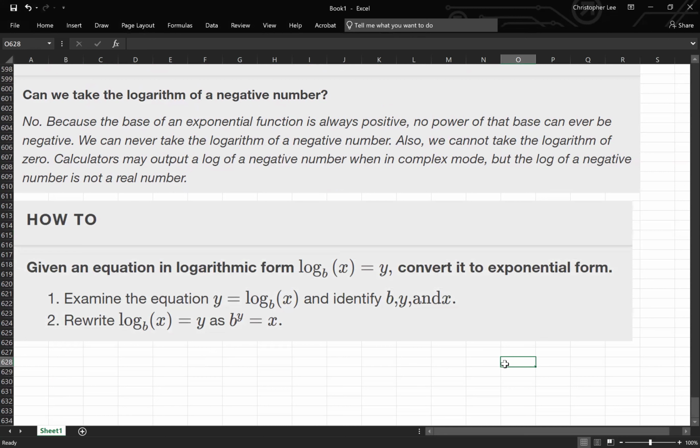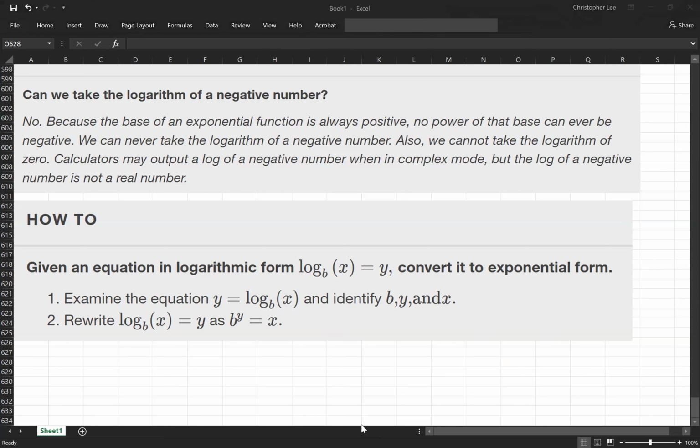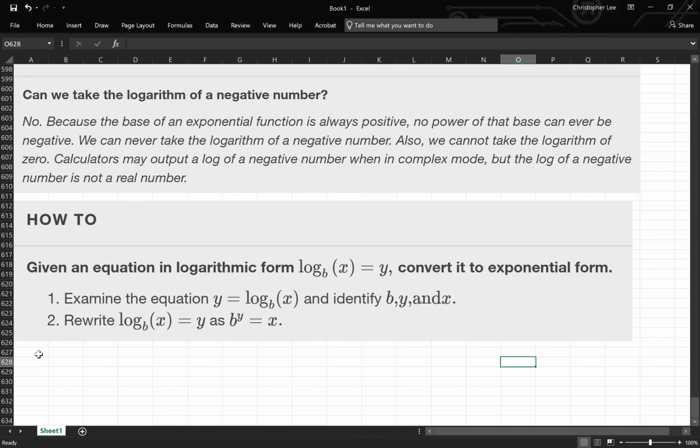So given an equation of log base b of x is equal to y, convert it to exponential form. Here's what you want to do. Step one, examine the equation y equals log base b of x and identify the b, y, and x. Step two, rewrite log base b of x equal to y as b to the y power is equal to x. You guys try.